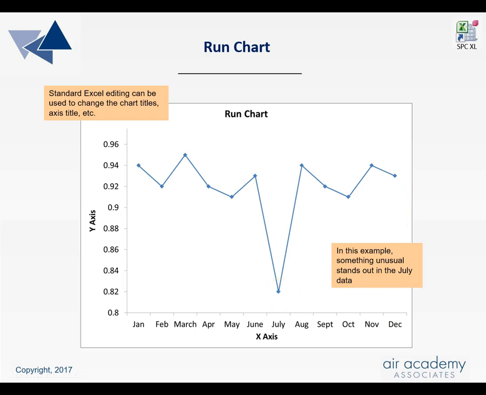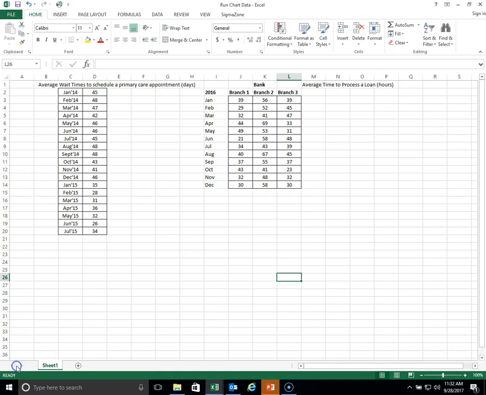So the run chart is very simple. Let's go ahead and take some examples from the software. Here we see two data sets that we will generate run charts for. The first data set is average wait times to schedule a primary care appointment. These are given in days. We are going to highlight these two columns. Notice that the leftmost column gives us the date, and the rightmost column gives us the number of days for that particular month, and these are averages over each of the months.